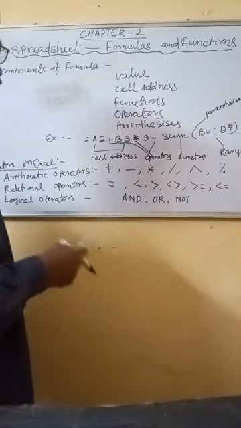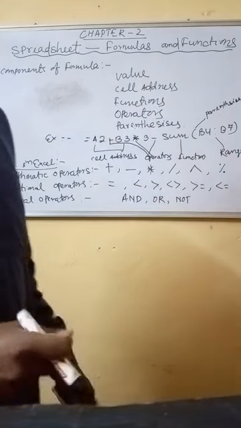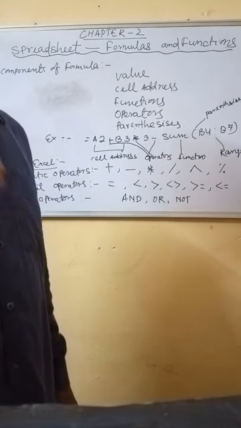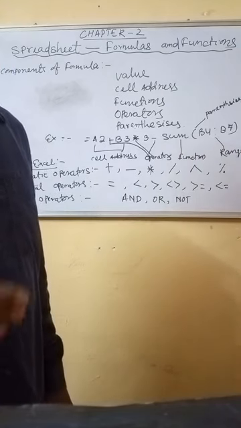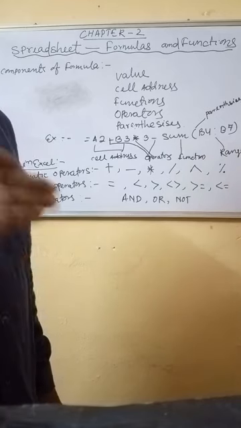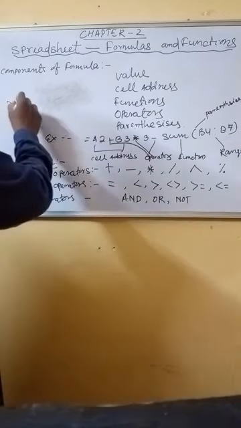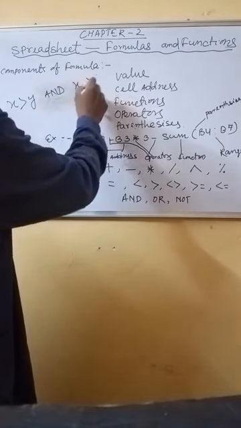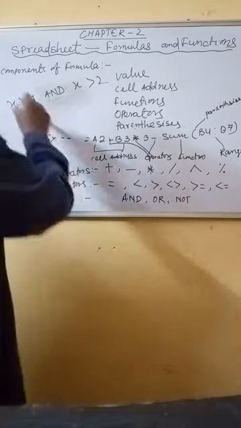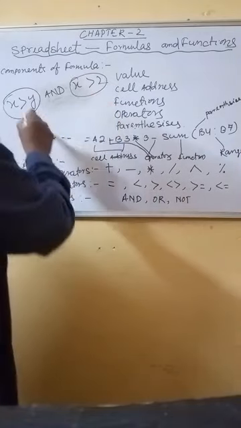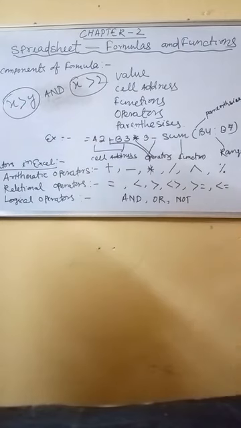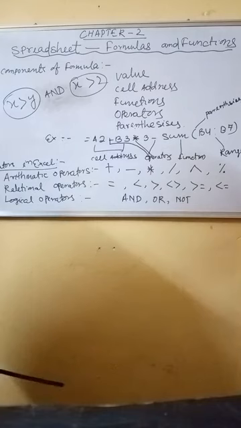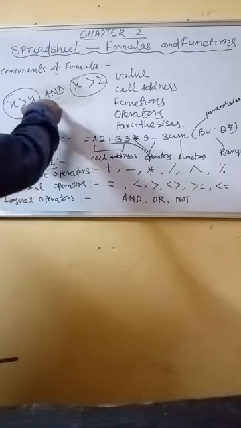In the same way, logical operators are also allowed here. Logical operators compare two relational expressions. When two relational expressions are to be compared, you can do so with a logical operator. For example, x greater than y and x greater than z. Each of these is a relational expression. Both can be compared according to the rule of the AND operator, and that is your logical operator.